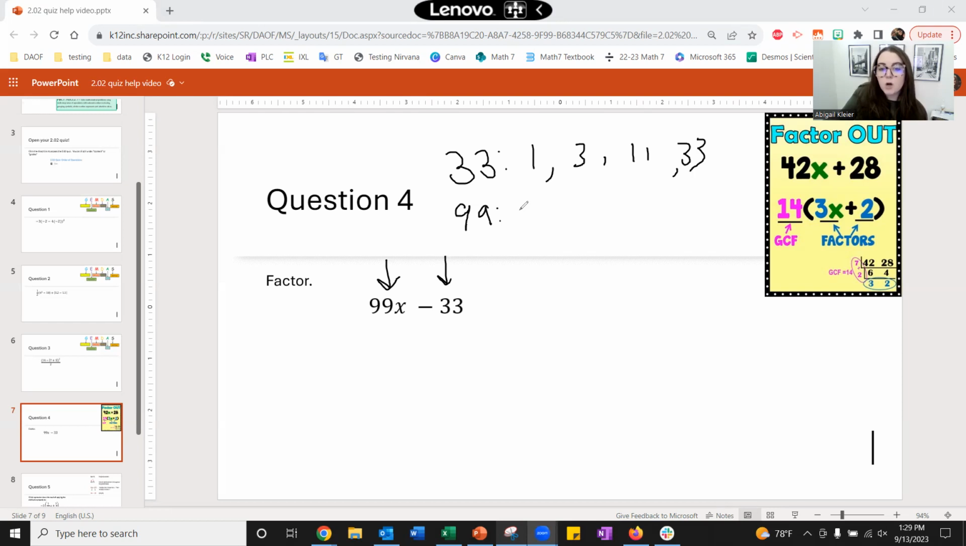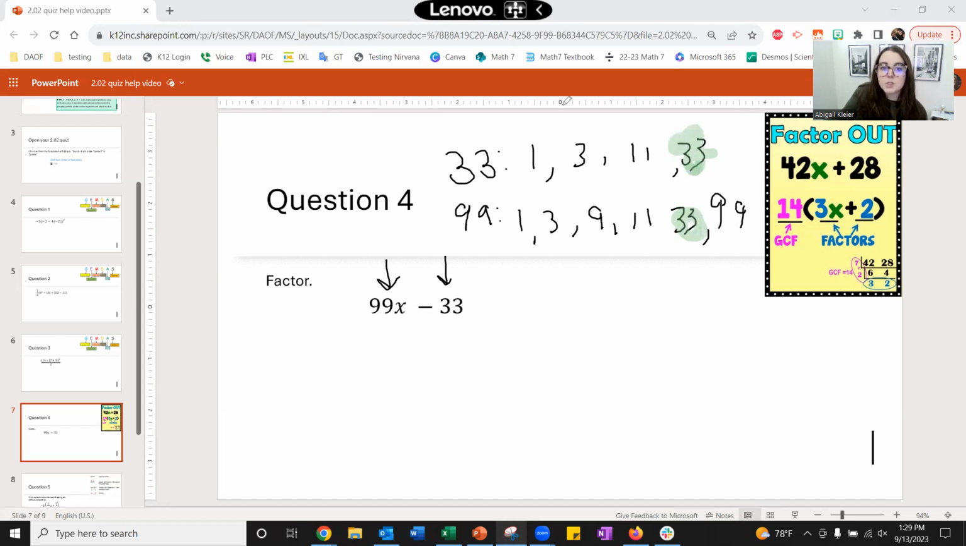99 does have a few more. Of course, 1 times 99 equals 99. We also have 3 times 33. And we have 9 times 11. So in this situation, there's a lot of numbers in common, but which number is the biggest one that they have in common? That would be 33.